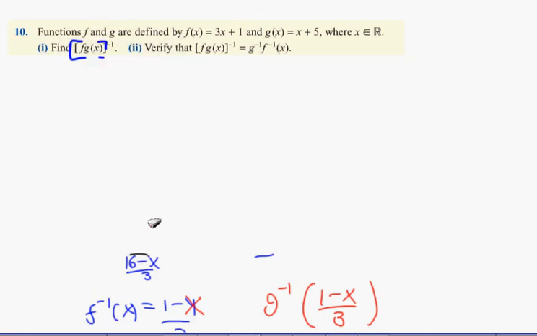My error was found to be in the original question, not the part B. So the original question is where I found my error. I'm going to have to do this again. So I have to do f of g of x again.